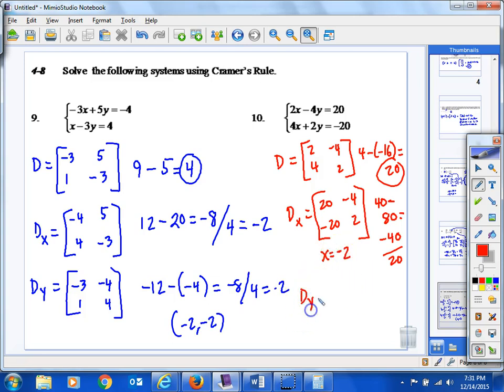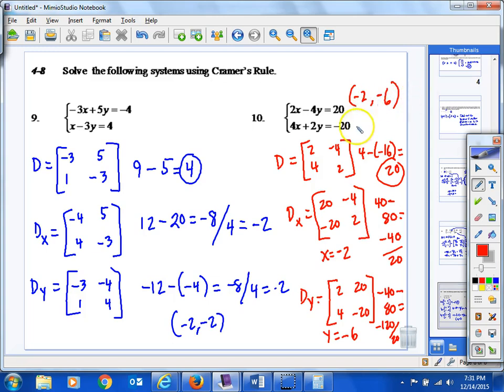And now find d sub y. The x's don't change, but the y's are going to be replaced. Find the determinant. Negative 40, going this way, minus 80, it's negative 120, and again divide by 20, the initial determinant. Negative 120 divided by 20 is negative 6. Y is negative 6. So as an ordered pair, we would say our answer here is negative 2, negative 6.